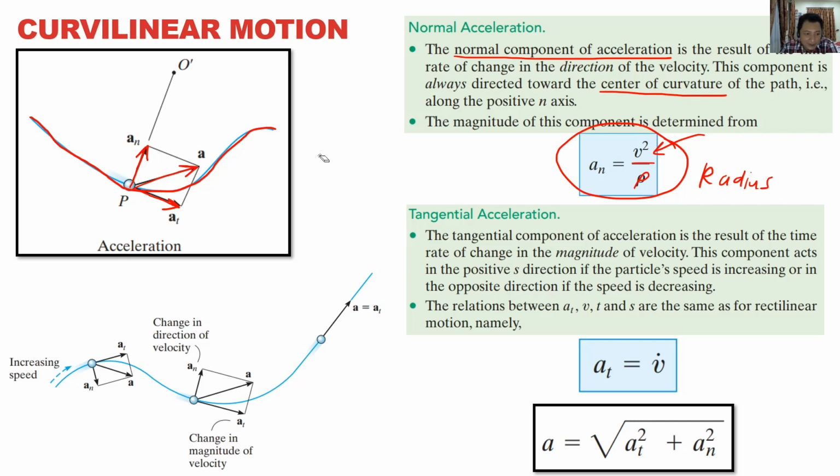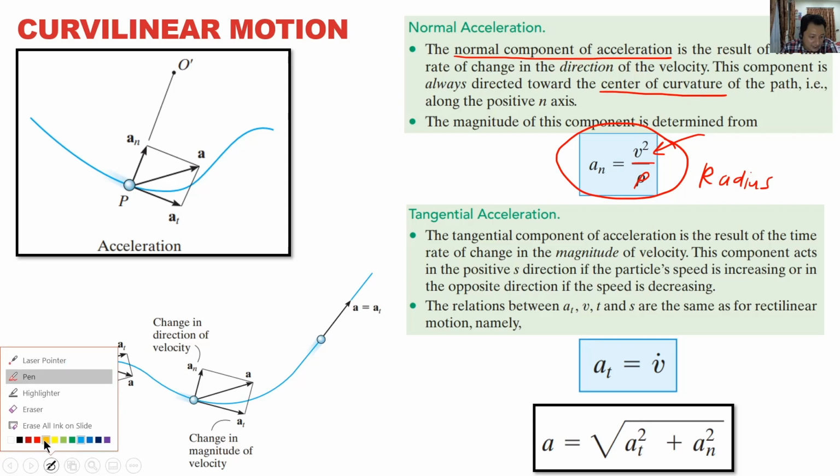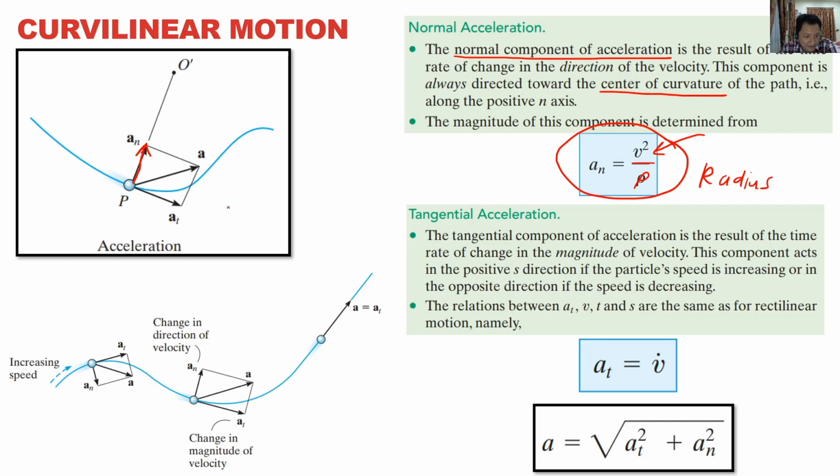So let's look at the components. So whenever you are traveling at a curvature, you have A normal, no matter what your speed is. Tapi kalau constant speed, A tangential ni jadi 0 lah. Okay, so constant speed, A tangential is 0. A tangential is your acceleration. This is your acceleration.